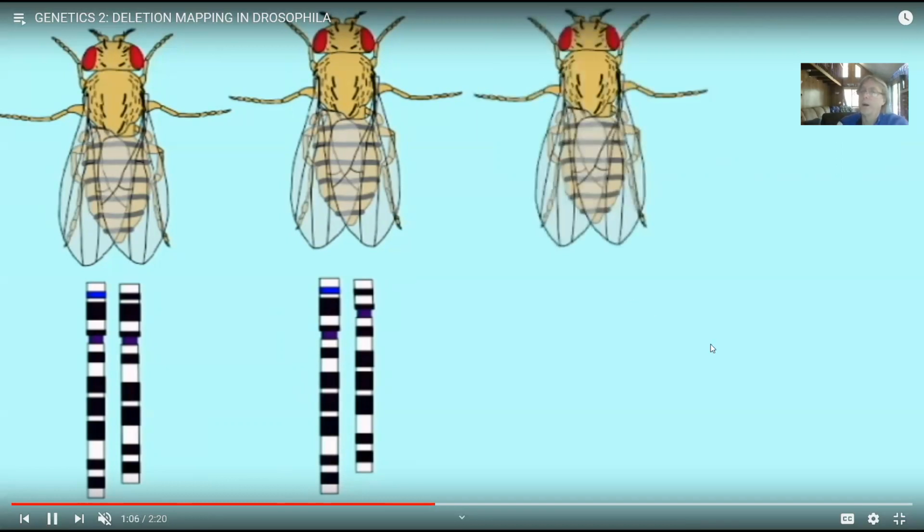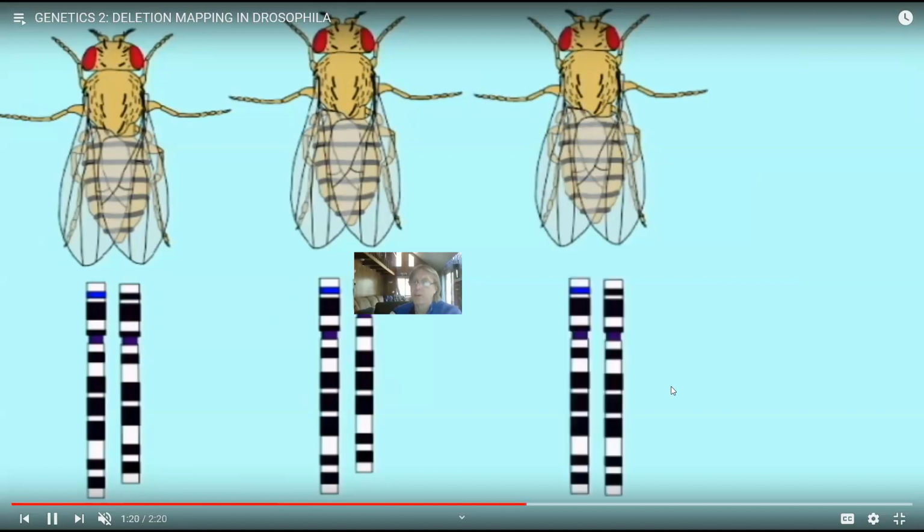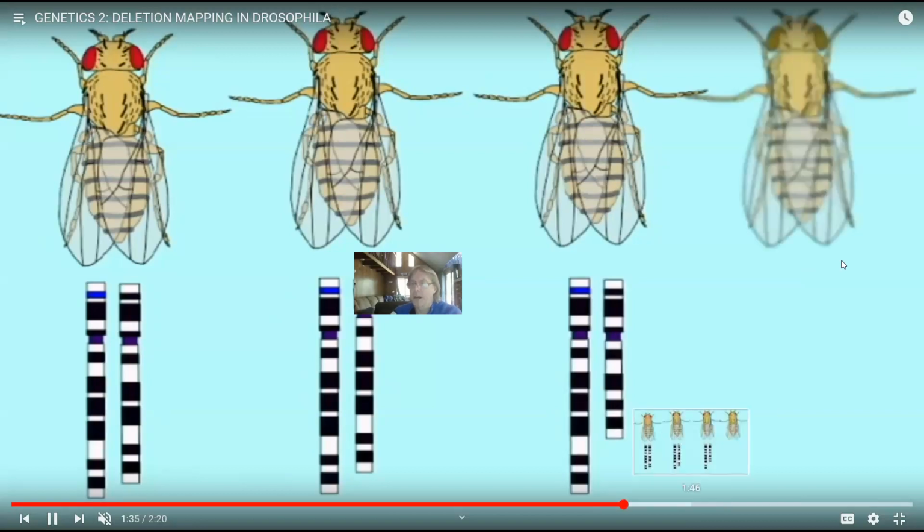And we would run through a number of these deletion stocks, waiting until we found a heterozygous fly which was expressing the recessive mutation. Normal heterozygotes would not express the recessive mutation unless they were missing the part of the chromosome which had the normal wild type allele. And so it is in this final stock that we get a deletion where we're missing this section of the chromosome.